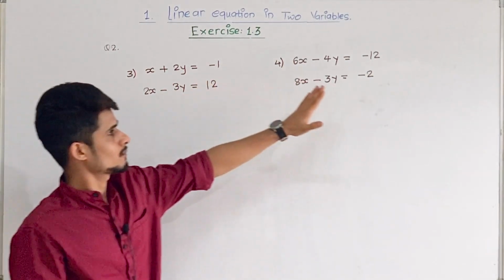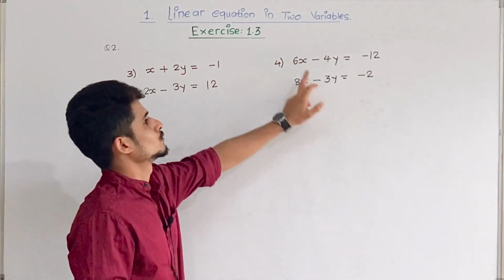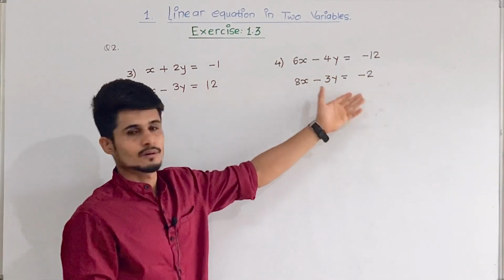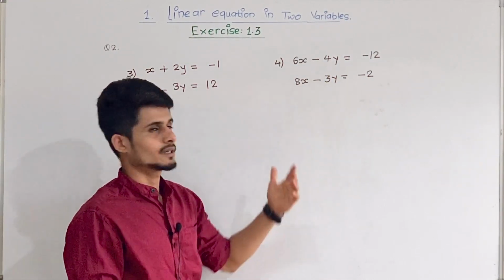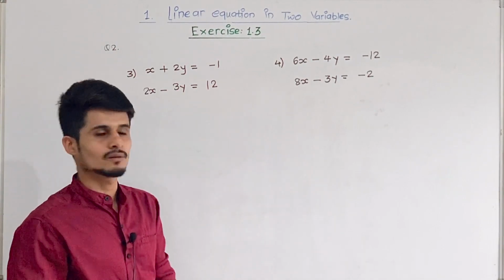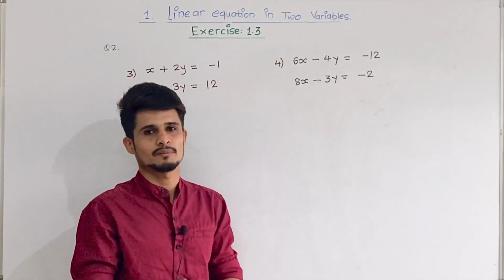Now we'll see question number 4. Question number 4 is similar to the second sum. Note the value of a1, b1, c1, a2, b2, c2. Find the value of determinant of x and determinant of y. Then by Cramer's rule, find the value of x and y and comment the answers in the comment box.